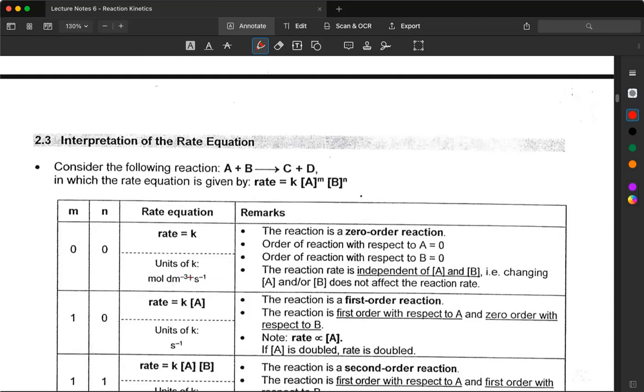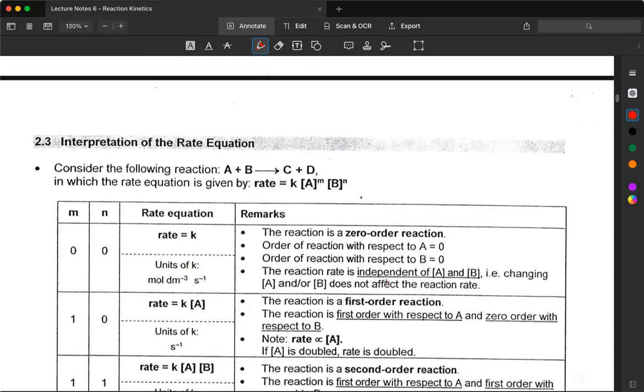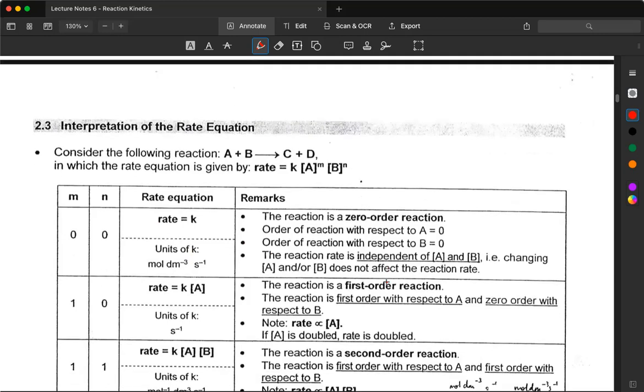And the units of k will be the same as the rate, mole per dm cube per second. So in this case, both A and B are not affecting the reaction rate. They are independent, meaning the reaction rate and the concentration of A and B are independent of each other, since the order of reaction for both reactants is 0. So this is a 0 order reaction. Even if you change the concentration of A and B, it will not affect the rate of reaction.